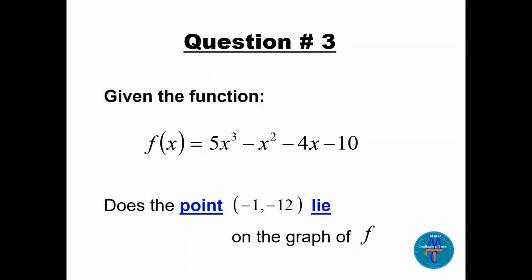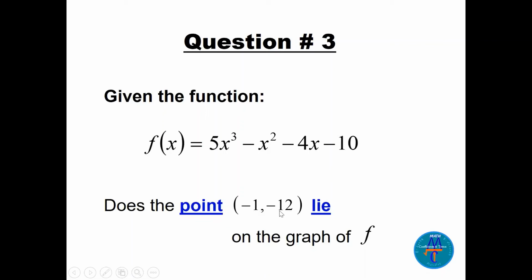It looks so nice because given a function here, see f of x is equal 5x cubed minus x squared minus 4x minus 10. Function that has a graph, not easy to graph it, etc. But look at the simple question here. Does the point minus 1 minus 12 lie on the graph? We know there is a graph. You can just imagine any graph for this function.